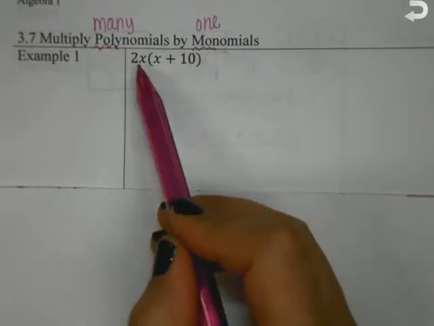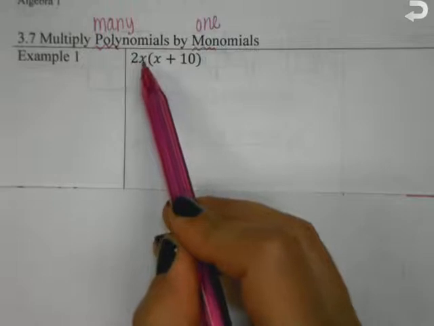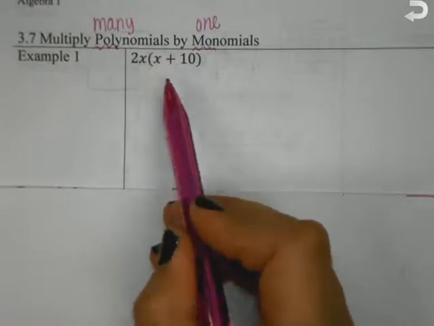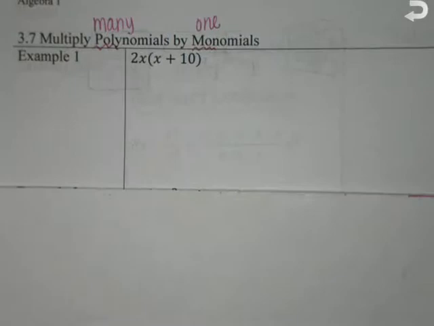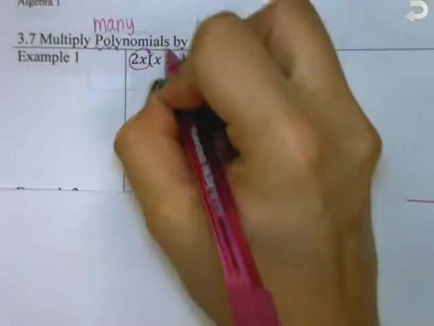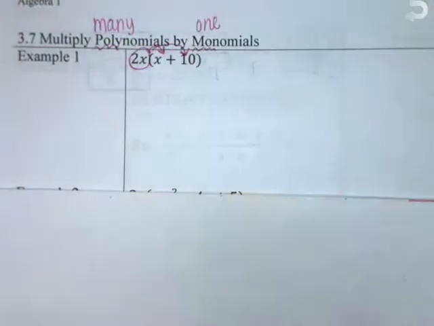Example 1. We have 2x times, in parentheses, x plus 10. Does this look similar to something we've done before? Yes. What does it look like? What do you think we're going to do? We're going to distribute. So we're going to distribute 2x to the inside of the parentheses.